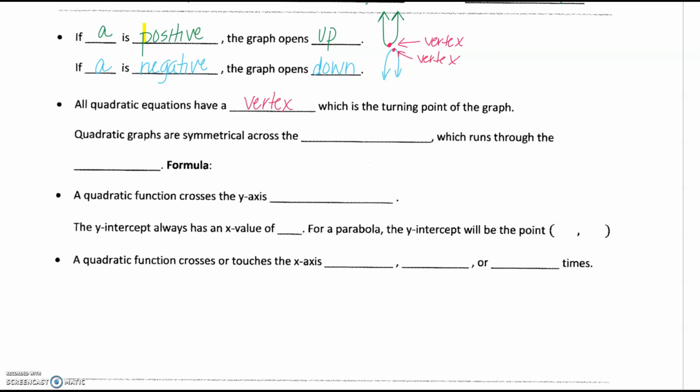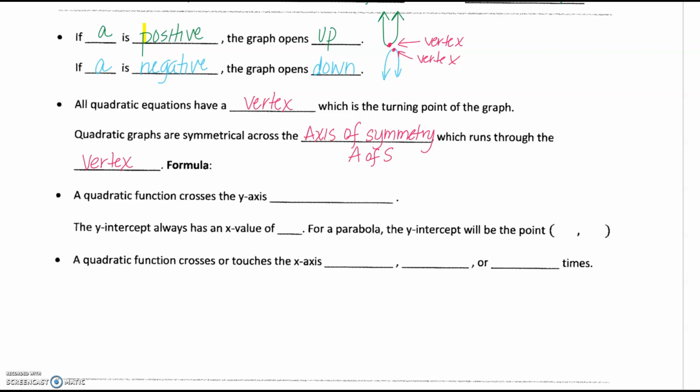Quadratic graphs are symmetrical across the axis of symmetry. Symmetrical means they look exactly the same on both sides. You're probably familiar with symmetry from art or from different math classes. I like to abbreviate this as A of S, just so there's not as much writing to do. The axis of symmetry runs through the vertex. So if your axis of symmetry when we graph does not go through the vertex, you've done something wrong.